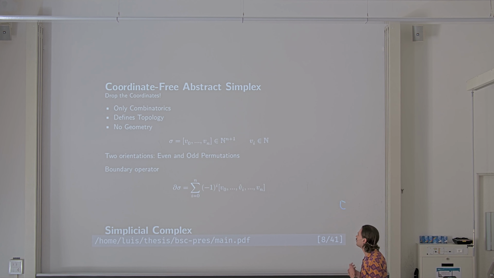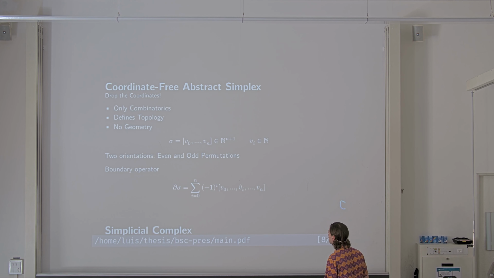We still have a notion of orientation, just like a triangle can be counterclockwise or clockwise. Here, any simplex also has two orientations, and these are the even and odd permutations of this vertex list. So the order of this vertex list matters.